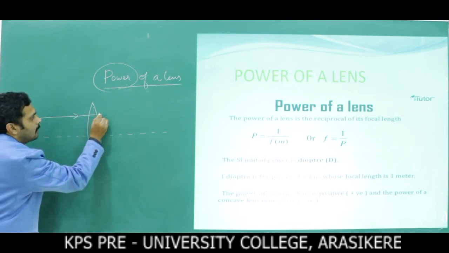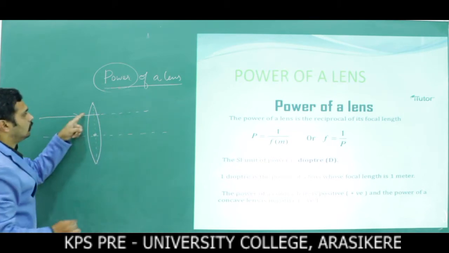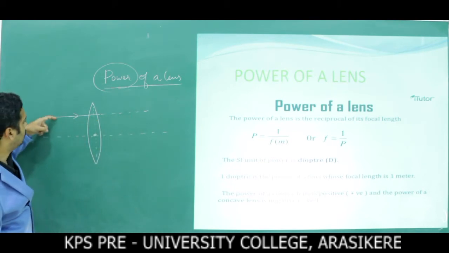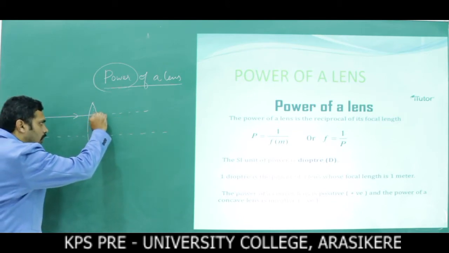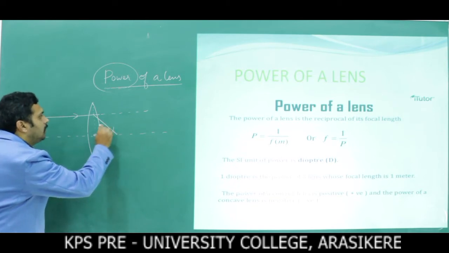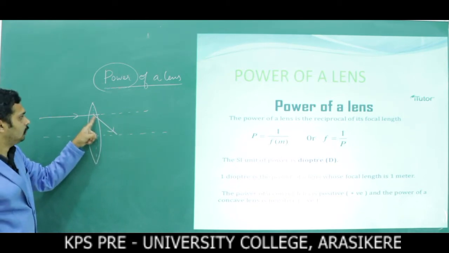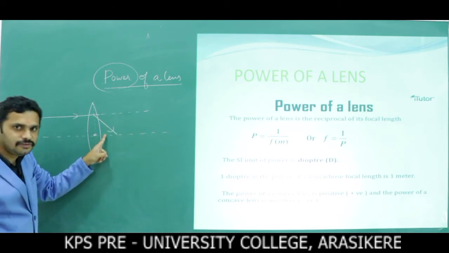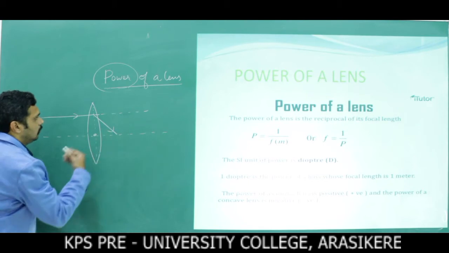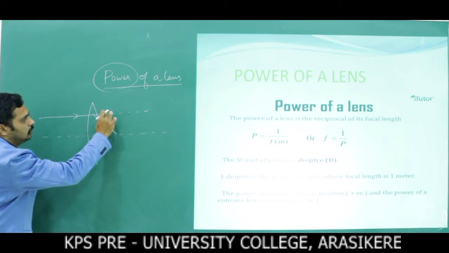Actually, in the absence of the lens, the light ray would go in this direction. But here the lens is there. Now we know that in the presence of the lens, light gets refracted. The light refracts, it bends. The direction of light changes, deviation occurs. Do you get it? Now this is the angle of deviation. How much deviation has occurred? This much deviation.